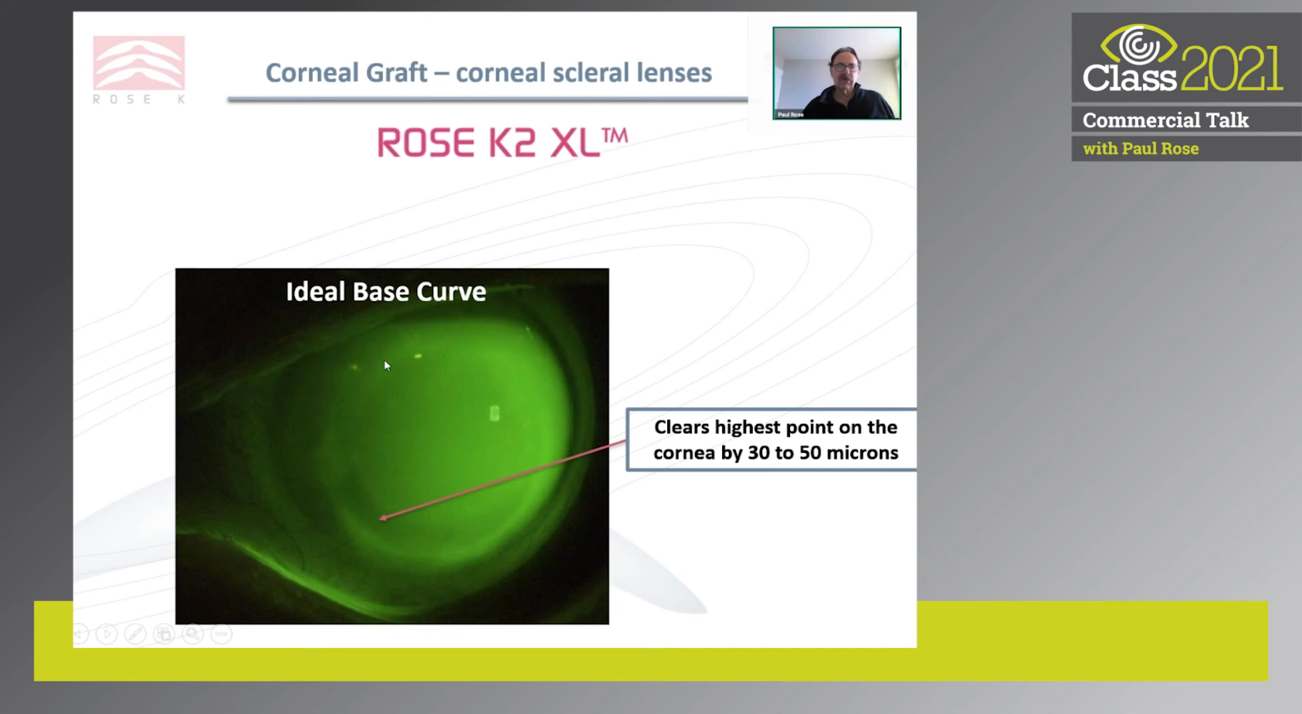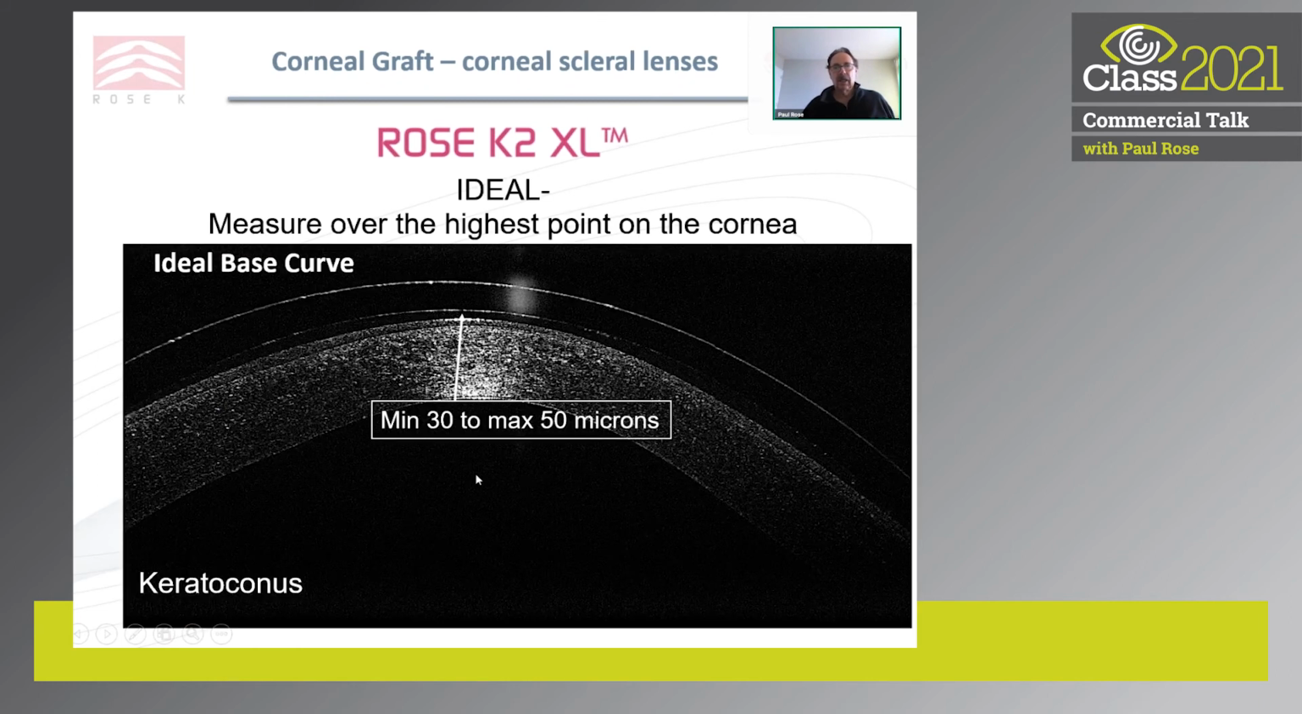So here's a graft. You can see the edge of the graft here, and this is clearing the edge of that graft. This is the highest point by somewhere between 30 to 50 microns. So once you've got 30 to 50 microns here, you won't see any touch over that area. And if you have an OCT, you can verify that over the highest point. The minimum tear layer I want is 30 microns. The maximum I want is 50 microns.